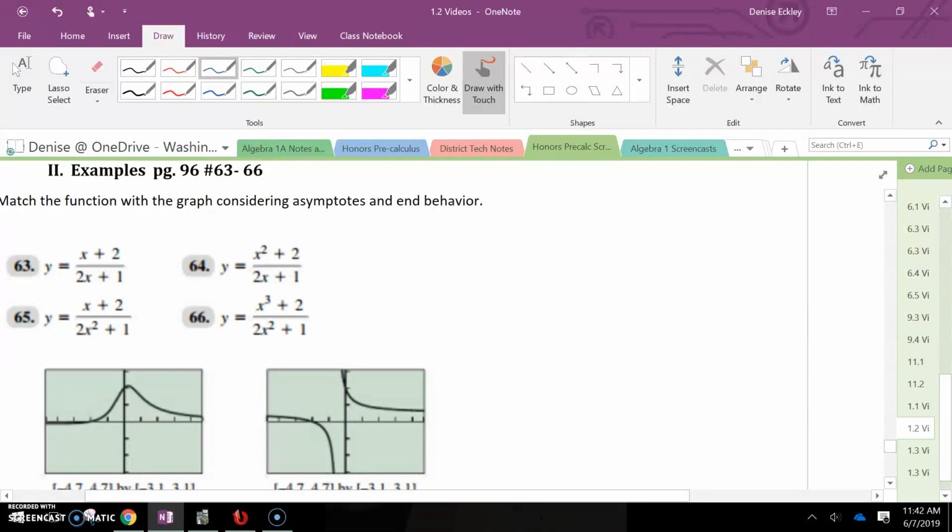Page 96, numbers 63 through 66. Match the function with the graph considering asymptotes and end behavior. So I'm not even going to use the graphing calculator for this. So let's start with number 63.